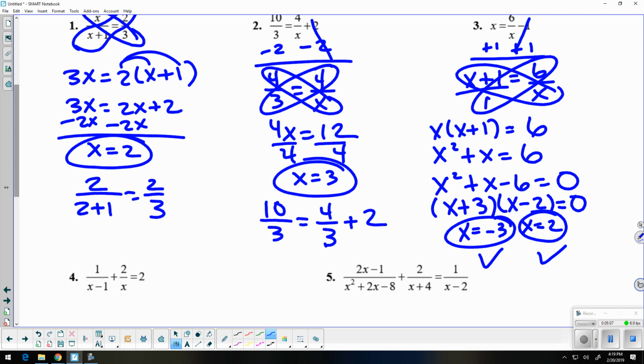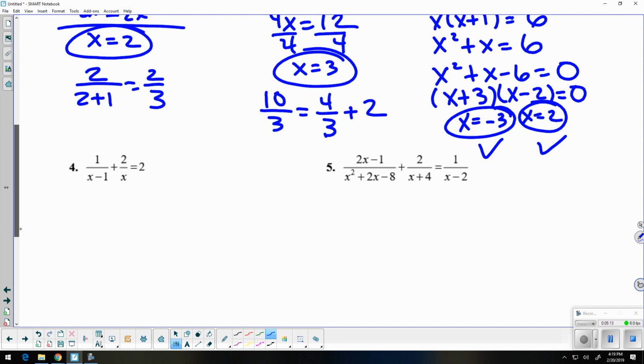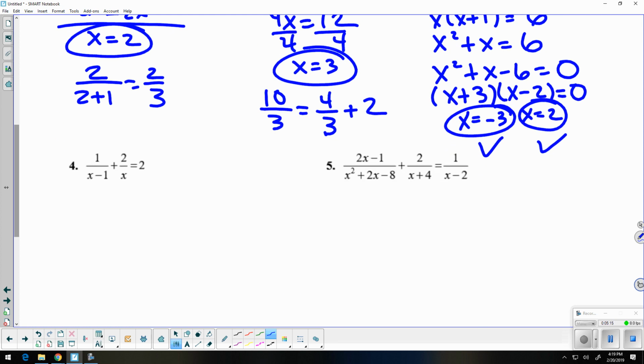Okay? For numbers 4 and 5, now it gets a little bit tougher. There's really no way, shape, or form we can go about doing just cross multiplication. So again, what I like to do for these types of problems is eliminate, get rid of my denominator altogether. So we have two of them we've got to deal with. We have x minus 1 here and we have x over here. So pick and choose whichever one you want to start with. I usually just go left to right. So that would be the x minus 1.